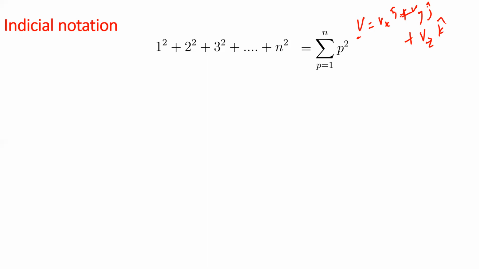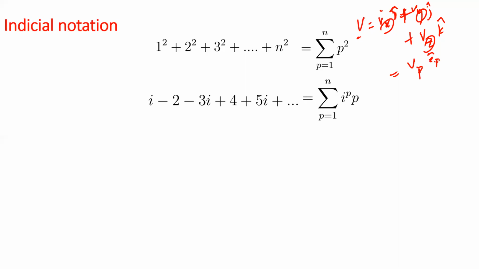Why is this called indicial notation? For us engineers, all these are v's, just that the components vary. So we typically represent this by an index, vp ep. We will see that. Essentially, indicial notation revolves around simplifying or representing a long equation in a short form. And here i is nothing but the square root of -1 in the second expression.